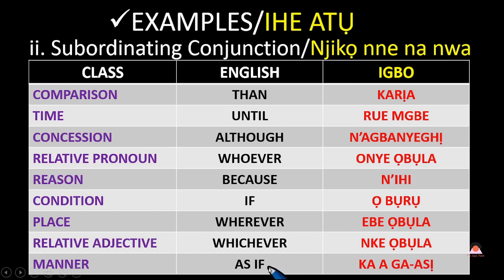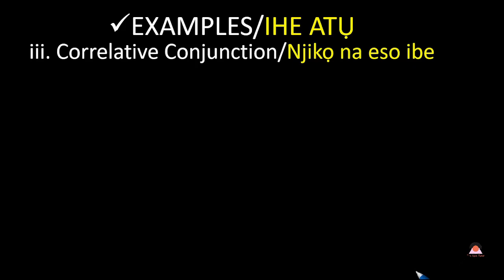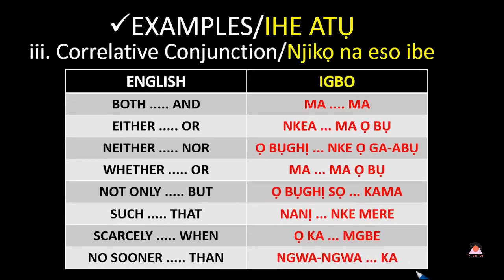Finally, we have class for manner. Manner in Igbo is example. Example of manner is as if. And in Igbo, as if means kagasi. Move on to the final type and the examples for that. The final type is correlative conjunction. And this is always coming in pair. We call it njikọ so ibe. They are always following each other in pair.